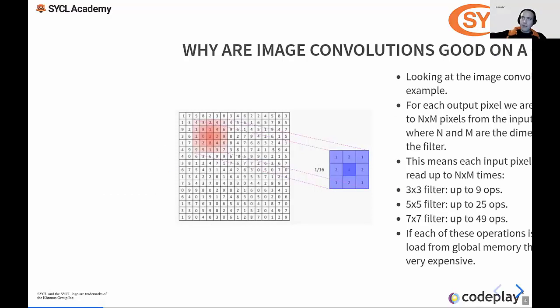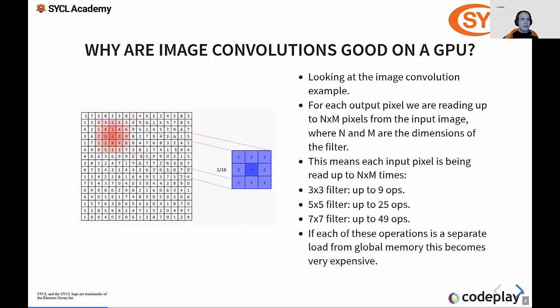So if we take a look at how convolution works, we said that each pixel uses a surrounding area. So each pixel needs to read each of its neighbors. And then the second pixel also reads each of its neighbors. So it's reading the same values again. And this is especially problematic with larger filter sizes. Here for a 7x7 filter, that's up to 49 operations that are performed for each pixel. And if these are memory loads from global memory, this is very expensive.